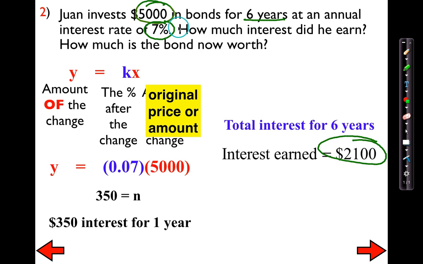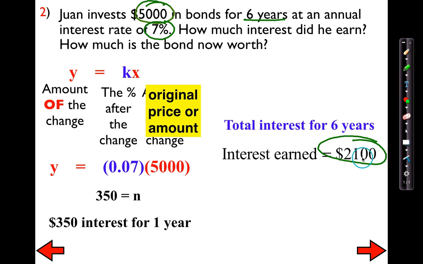So for those of you who may not know, a bond is basically money that the government is borrowing from an individual. As an individual, if you buy a bond, you will earn some interest that the government will pay. So in this case, how much interest did he earn? He earned $2,100 in just interest. So this is extra money that he's earning on top of the $5,000 he's going to get back. So if they ask how much interest did he earn, I would say Juan earned $2,100 in interest.